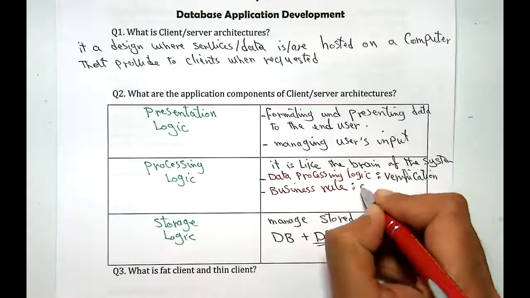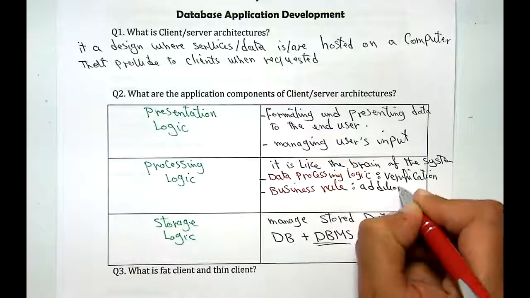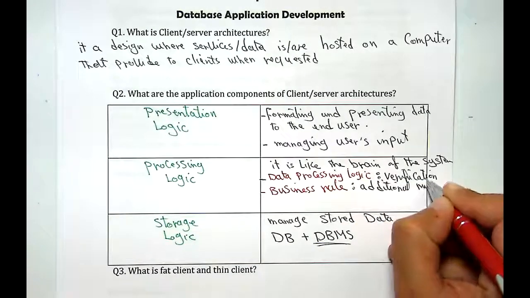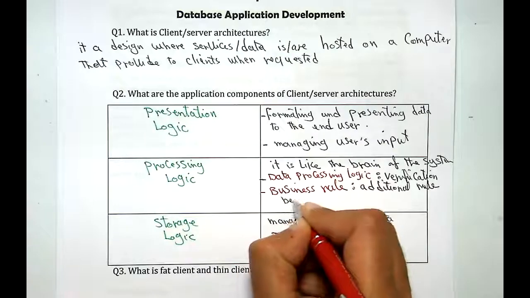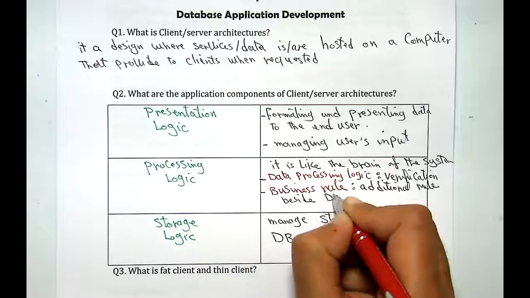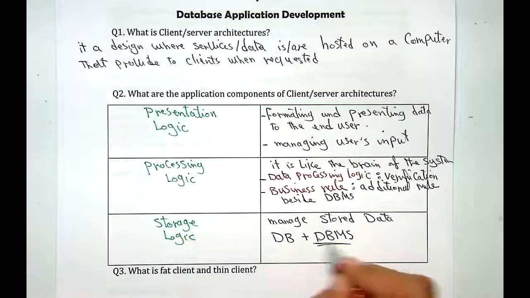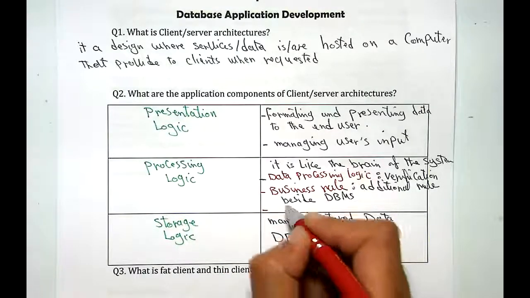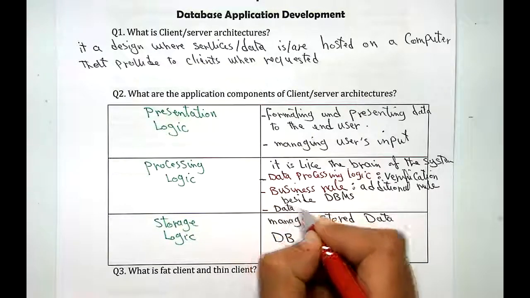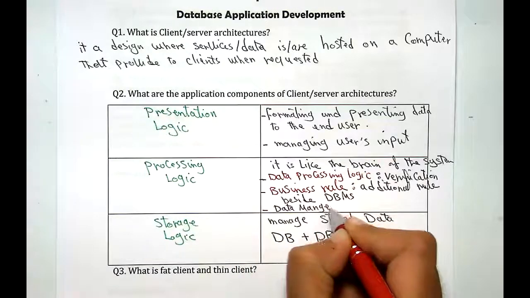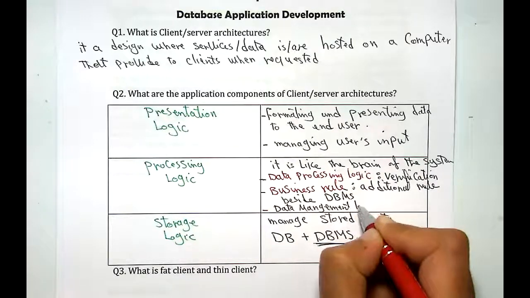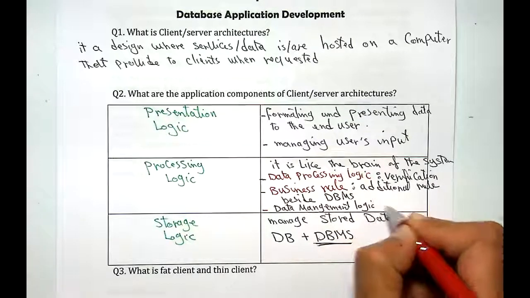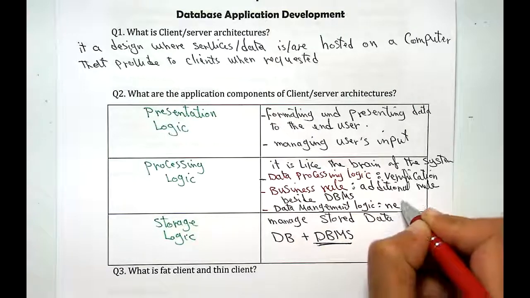So a business rule is an additional rule besides the DBMS rules. Usually the DBMS has this kind of business rules or permissions, and we can add some more in the processing logic. And also we can have data management logic, okay, to identify necessary data.